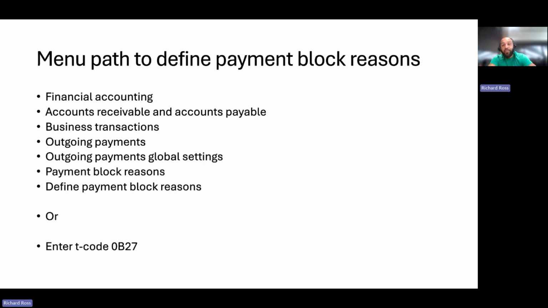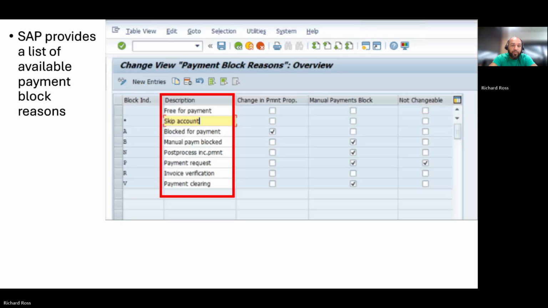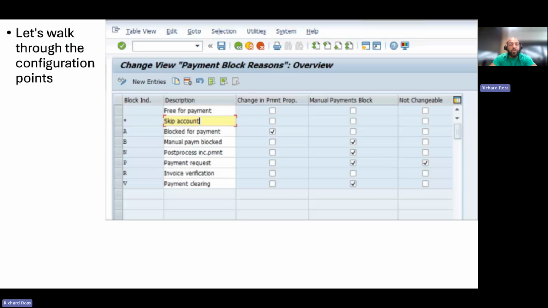Menu path to define payment block reasons. Financial accounting, accounts receivable and accounts payable, business transactions, outgoing payments, global settings, payment block reasons, define payment block reasons, or enter T code OB27. See that SAP provides a list of available payment block reasons. Let's walk through the configuration points here.